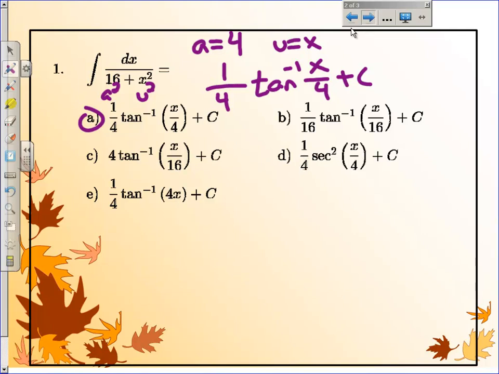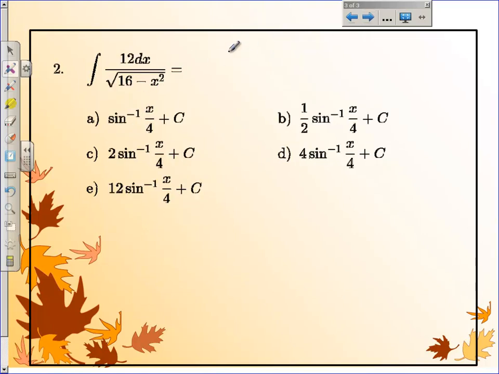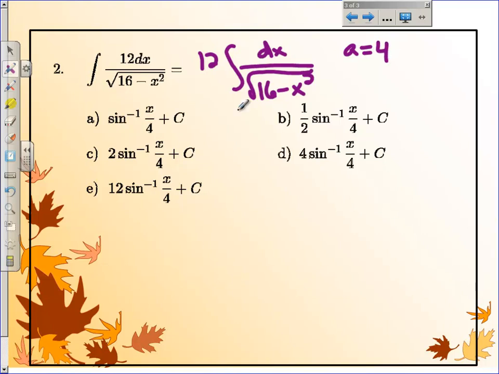Alright, so let's do one more. Here I'm going to take that 12 all the way out in front, and this has a square root with a minus sign inside of it, so this looks like it might be an arcsine integral. So on my arcsine integral, my a would be 4, remember it's the square root of this number, and my u would be x. So this will be 12 arcsine of u over a plus c. And that works out to be E right here.